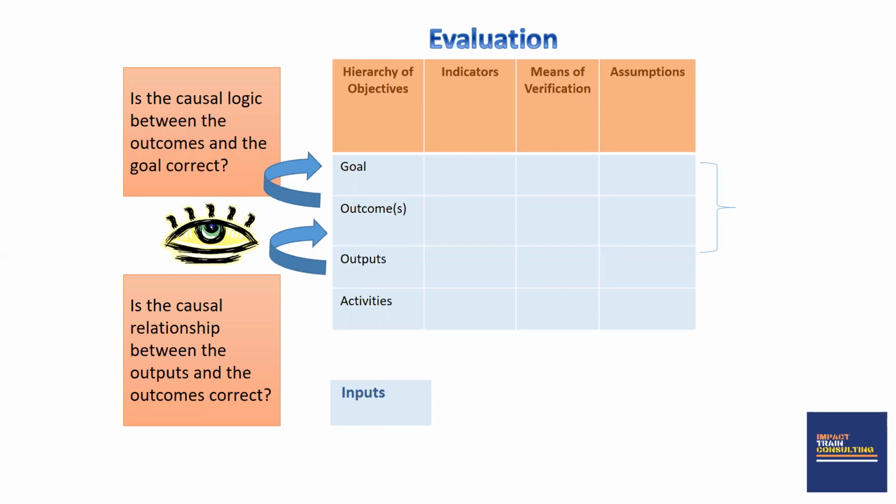In the logical framework, as shown on the screen now, the evaluation is concerned with the higher levels of the hierarchy of objectives. So evaluation is looking at how these outputs are going to bring about the outcomes and how these outcomes are going to help us to contribute to the goal. Evaluation is not concerned with the activity.